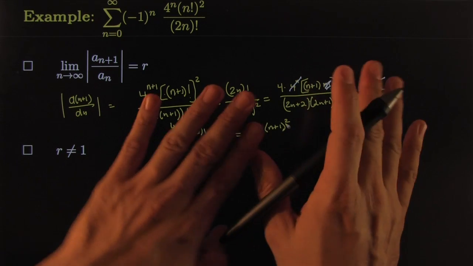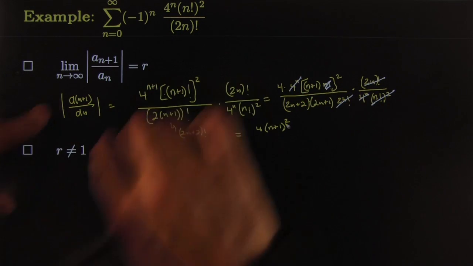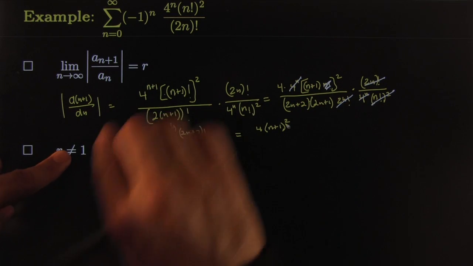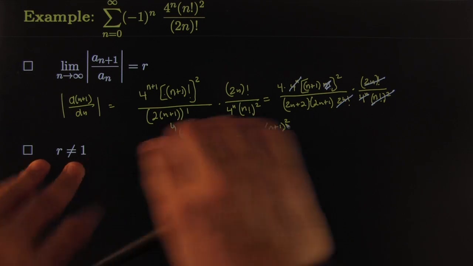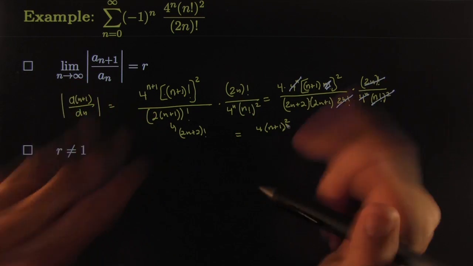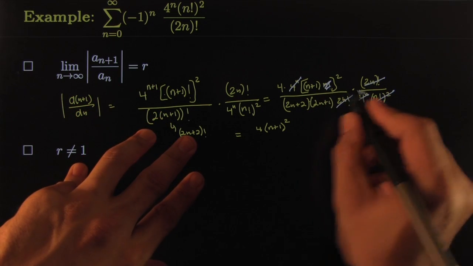By the way, just before I forget to tell you, every once in a while you go through all this song and dance and you get that r is equal to 1. If you get that r is equal to 1, then the test is inconclusive. You get an indeterminate form, and so you've got to try some other test. I'm just warning you, just in case we get 1 here, it'll be super fun.